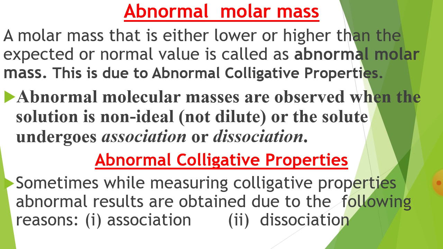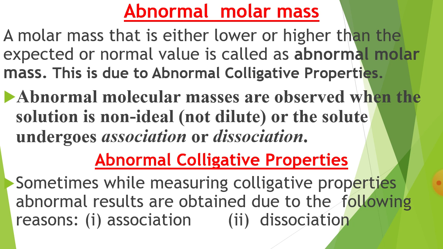Now, next, abnormal molar mass. So what is abnormal molar mass? A molar mass that is either lower or higher than the expected or normal value is called abnormal molar mass. This is due to abnormal colligative properties, that is, either association or dissociation of solute particles in the solution.